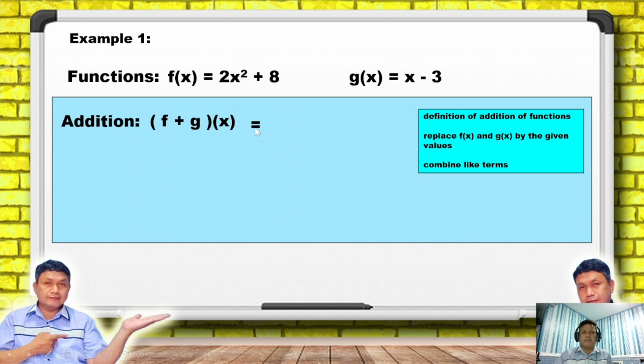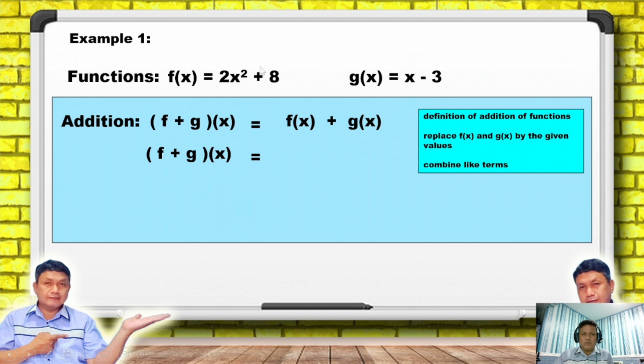Okay, using distributive property, this will become f of x plus g of x. Now, the next step is we will replace f of x and g of x by the given values. Okay, so ano po ang gagawin natin? I-replace po natin ang value ng f of x na naandito sa ating given at saka g of x. So again, this will become the quantity f plus g of x is equal to, okay, the first one, what is the value of f of x?